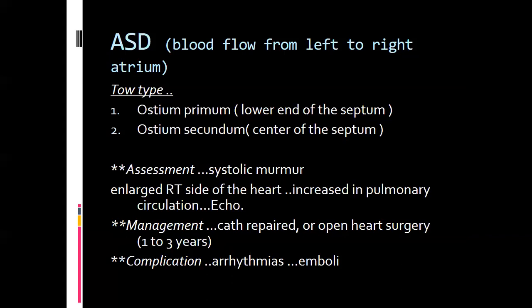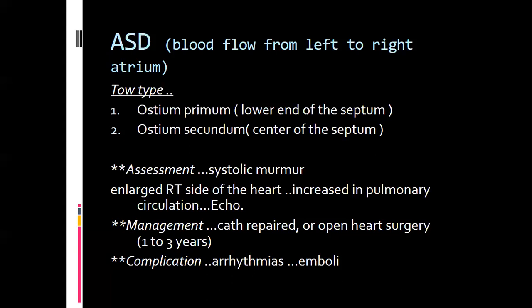So in atrial septal defect, there is an increase in pulmonary blood flow. The blood is most probably coming from the left to the right side, from the left atrium to the right atrium. It is characterized by the atrial septal defect, where the blood goes through the defect from the left to the right atrium.